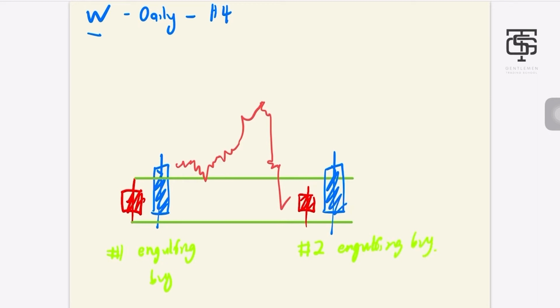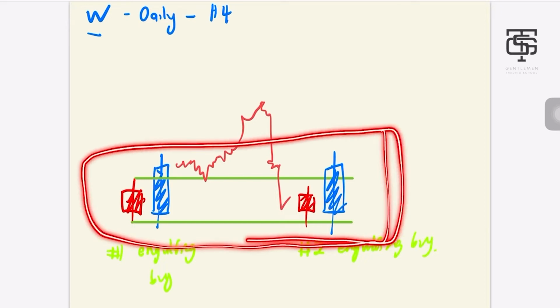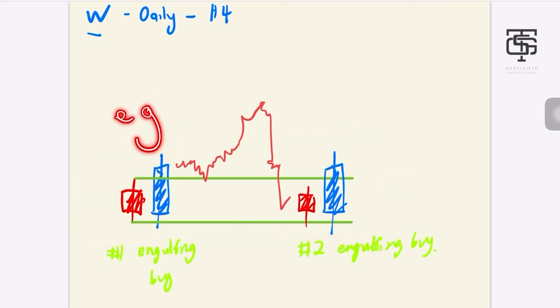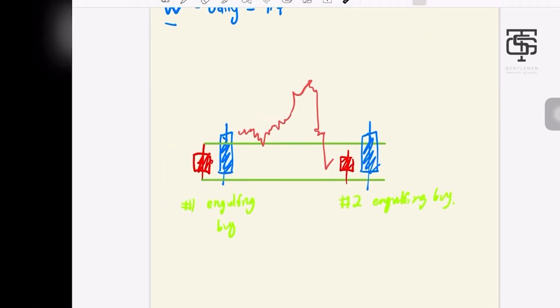Okay, but that's not the end of it. Before even going into finding a setup, you guys need to know how to mark this correctly first. If you are already able to mark an engulfing sell, and an engulfing buy to an engulfing buy, you have done the first step, right? Okay, so let's get into the charts.